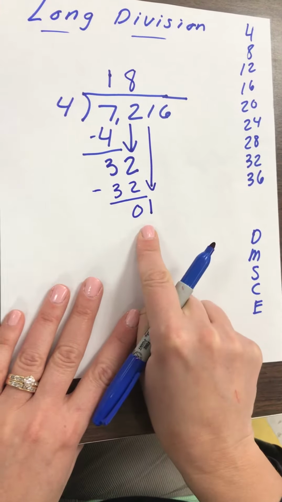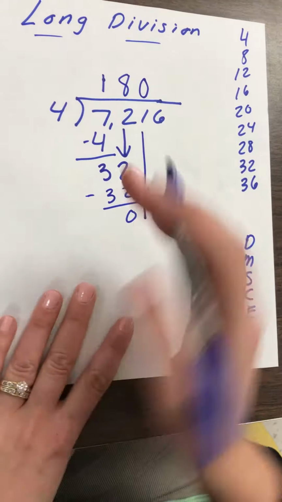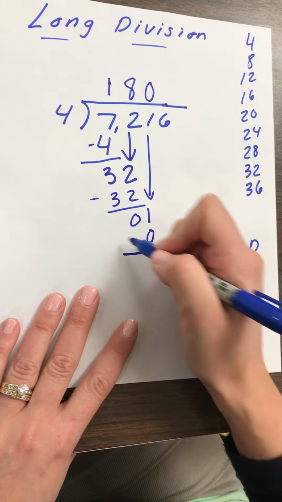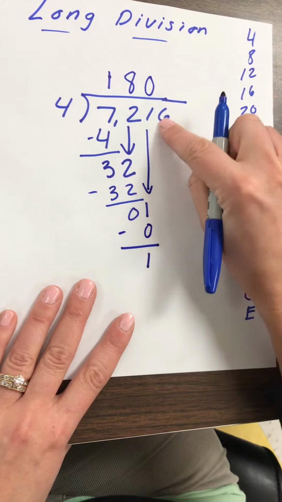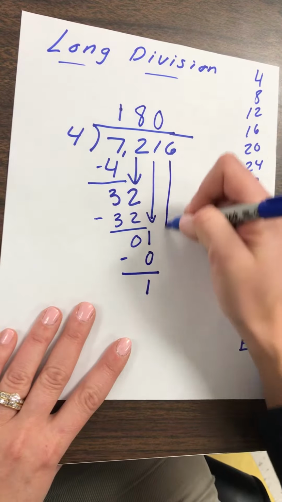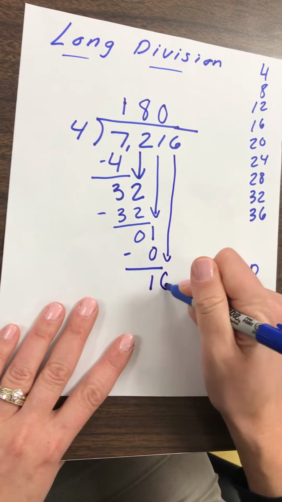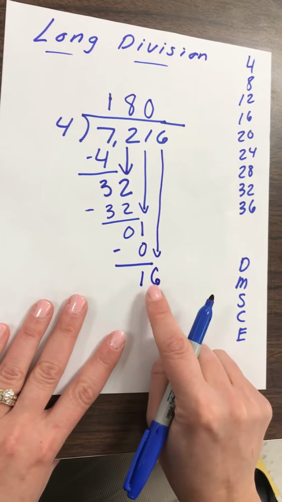I can't make any groups of 4 out of 1, so I need to put a 0 in my quotient for that. 0 times 4 is 0. Subtract. Back to that elevator step. I've got a digit. In 4th grade, only 1 digit at a time can ride the elevator. So I'm taking that 6 down the elevator, and this time I'm using 16. Again, same steps all over again.